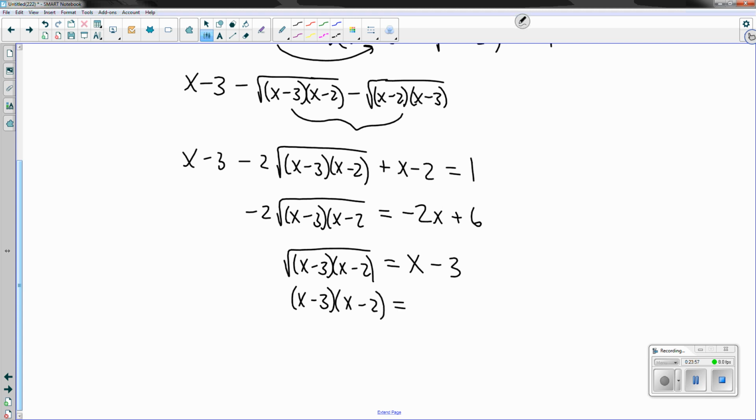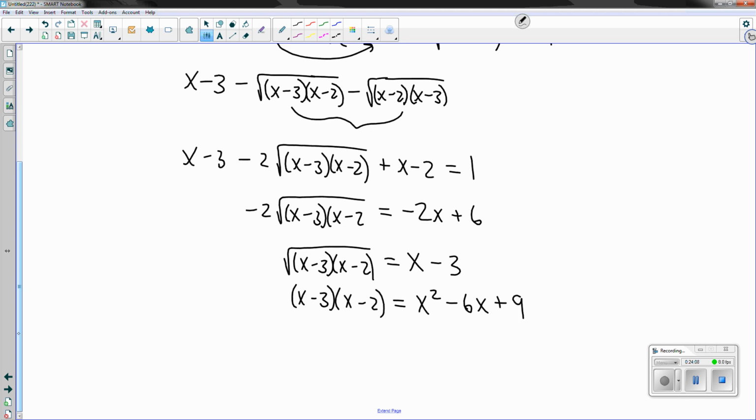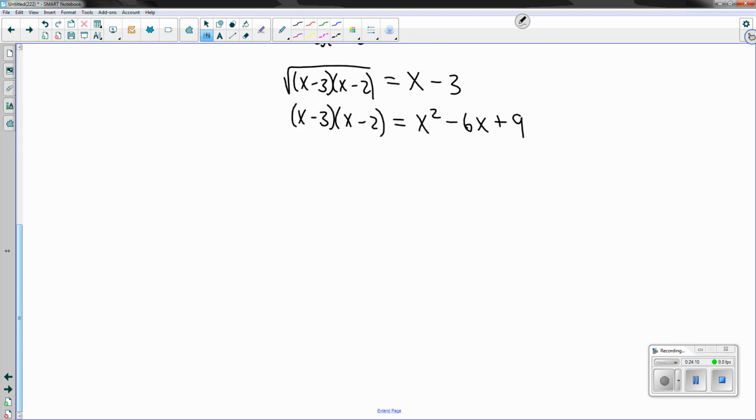It's going to cancel out on the left. Remember, when I square the right side, that's technically x minus 3 times x minus 3. And doing that double distribution is going to get us this. So what do I do at this point? I have a quadratic on the left side. I have a factored format on the left side.